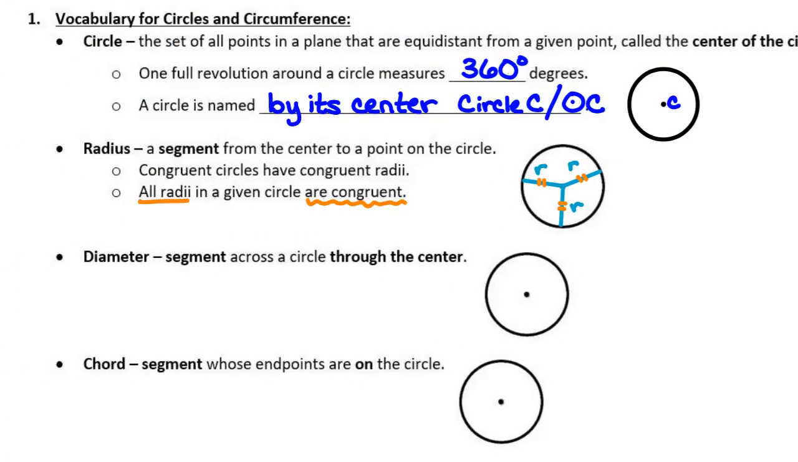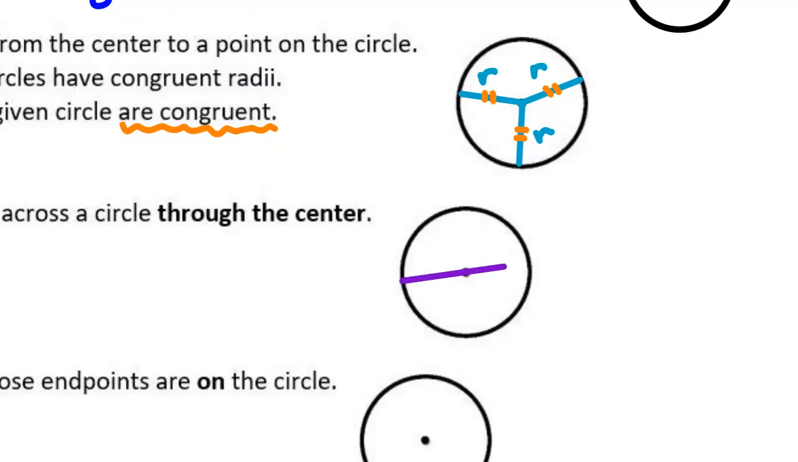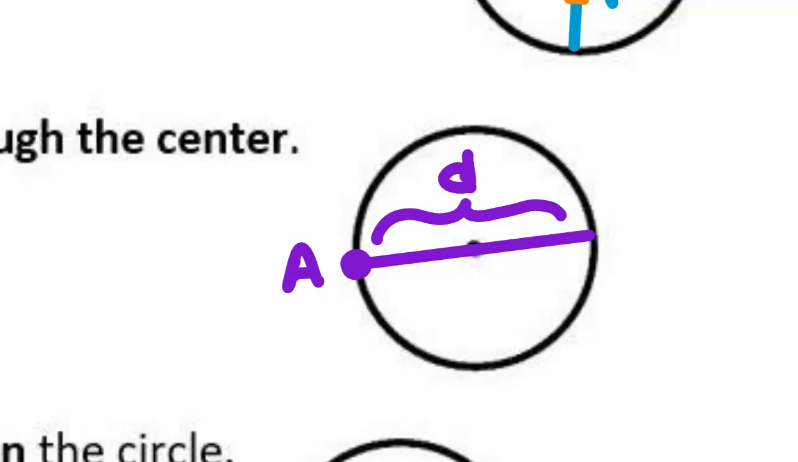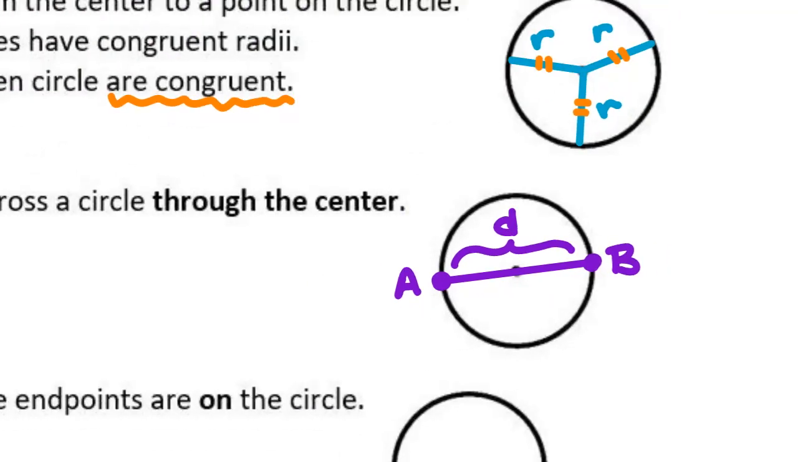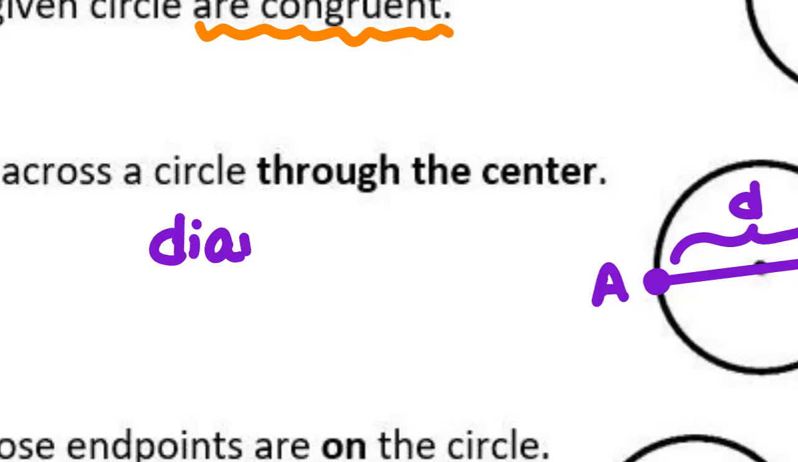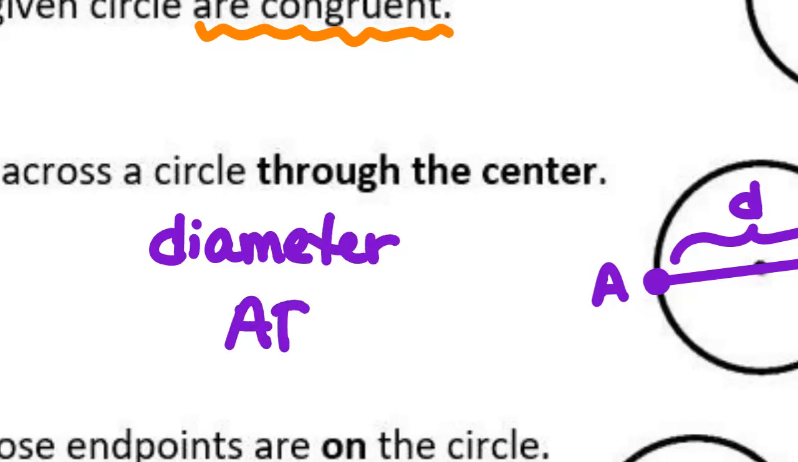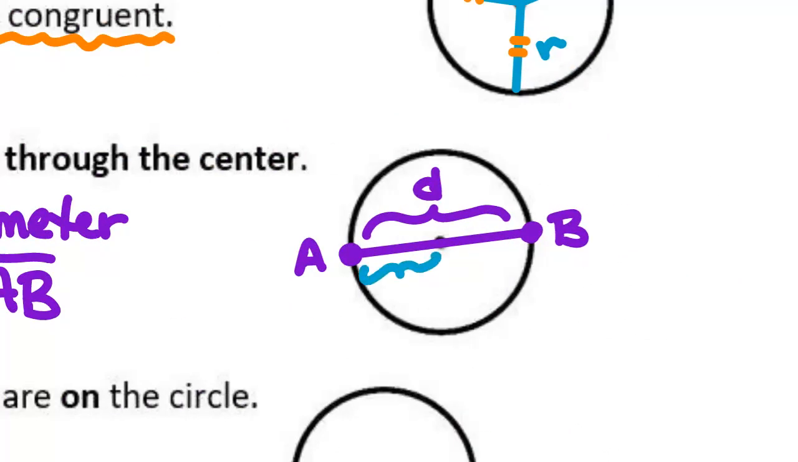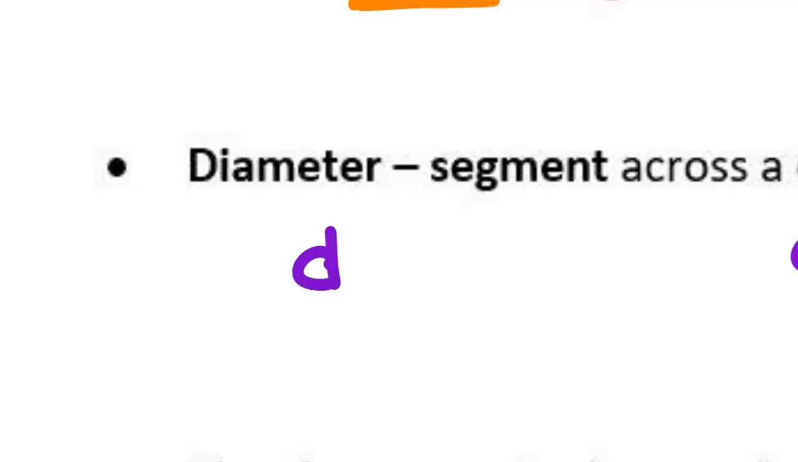A diameter, on the other hand, goes across the circle through its center. So something like this. This would be my diameter. We give it a segment name. So these points that are on the circle, I'm going to call the points A and B. So my diameter is segment AB. And if you notice, because it goes through the center, that means I have from the center to the edge on this side and from the center to the edge on this side. So this much right here would be the radius, and this much right here would be the radius. So the diameter is equal to the size of the radius times 2.